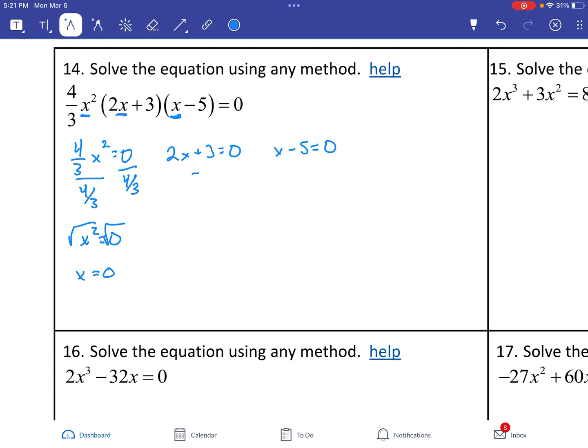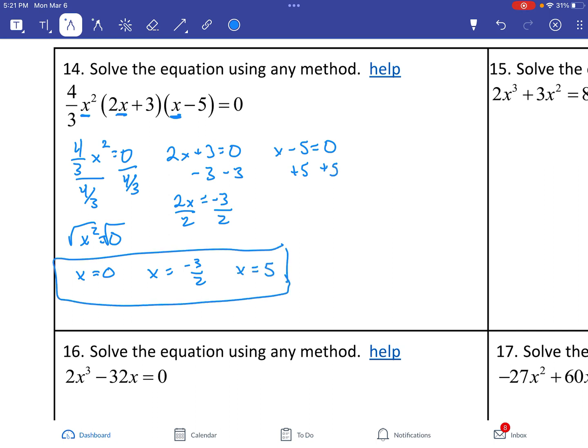Our next answer, I subtract 3 on both sides. So I get 2x equals negative 3. And I divide both sides by 2 to get x equals negative 3 over 2. And the last one, I add 5 to both sides. So x equals 5. These are my 3 answers for this question.